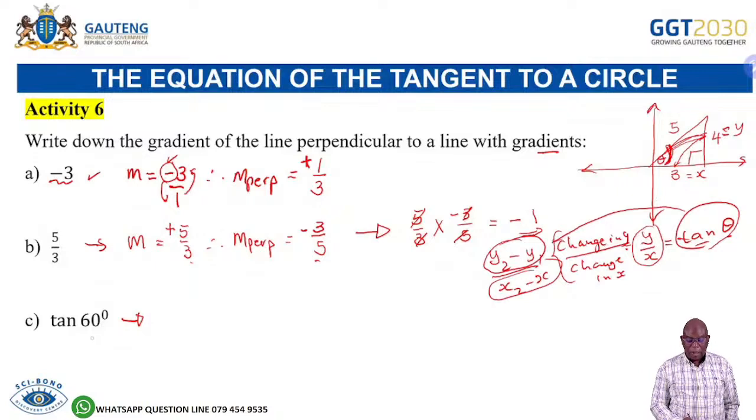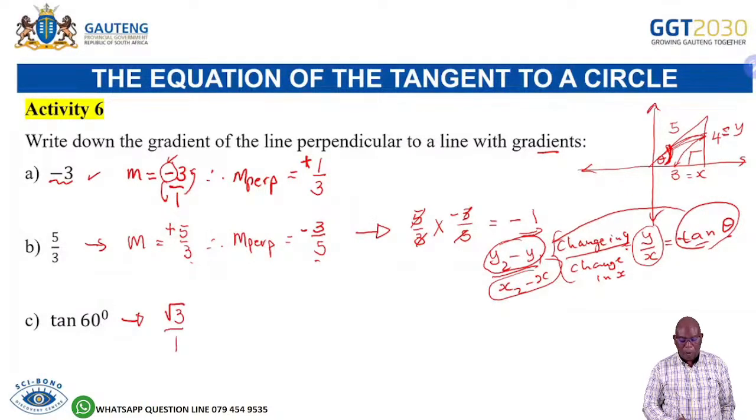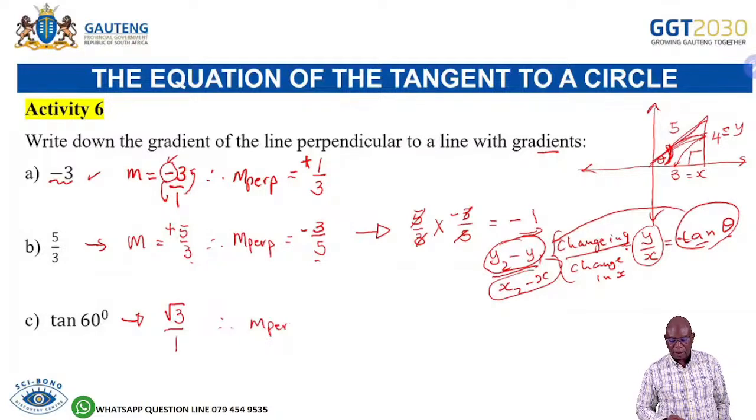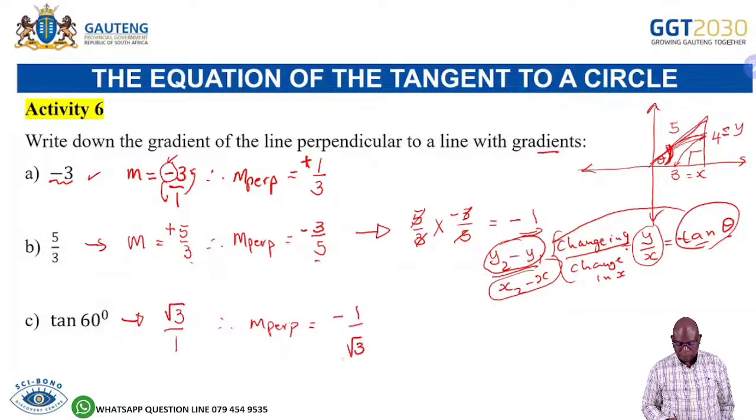Right. So tan 60 is the gradient, which means that tan 60 is going to be square root of 3 over 1. So the gradient of the perpendicular of that line, if that angle there is 60 degrees, will be equal to -1/√3. Easy, straightforward.